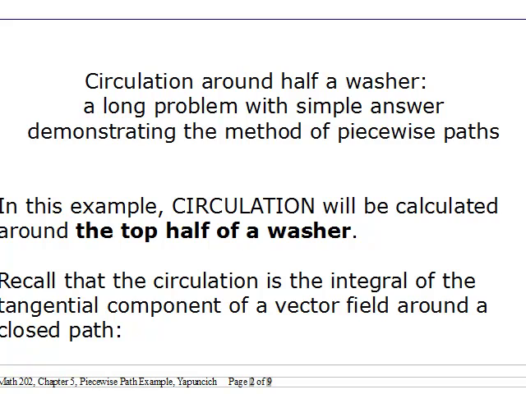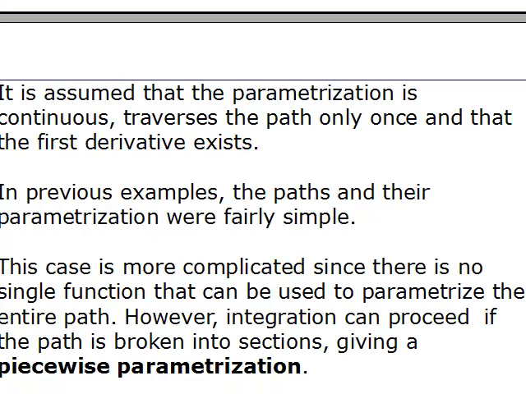The importance here is how to break up the parameterization to go over the whole top half of the washer. Something that's important is that the parameterization must be continuous, and the path must be traversed only once, and the whole thing must be gone over in a counterclockwise direction. You can't do some little sections clockwise and some other sections counterclockwise.